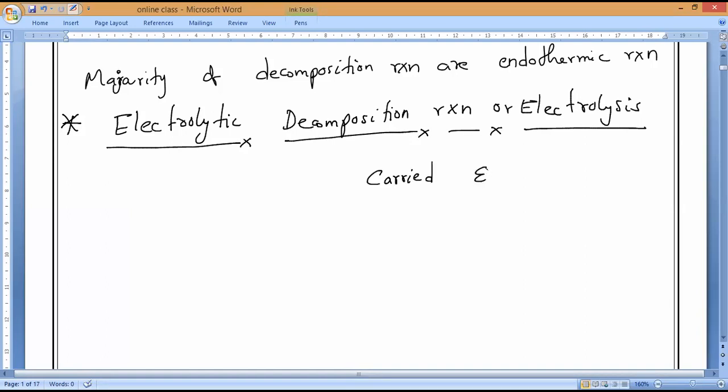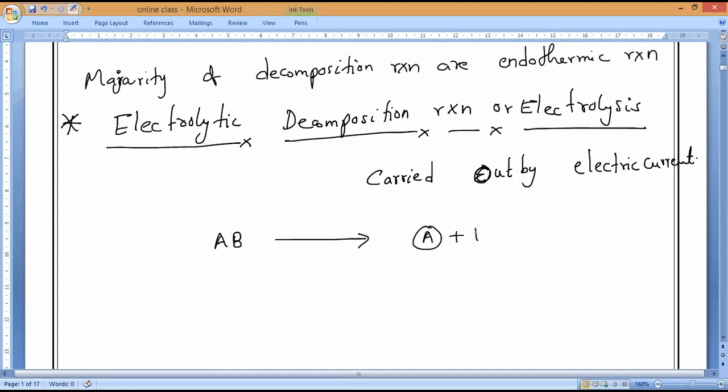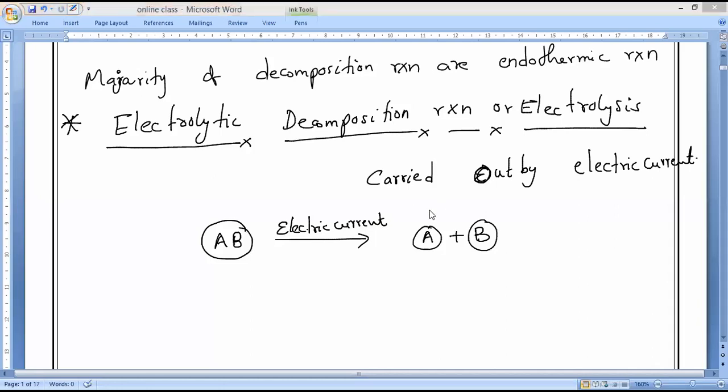Do you understand it? So a reaction carried out by electricity, that is, electric current, we call an electrolytic reaction. Here also it is the same thing: AB is going to split into A plus B. But instead of heat, we will write electric current, or electricity. Then this is called electrolytic decomposition, or electrolysis. Any doubt? Please respond.